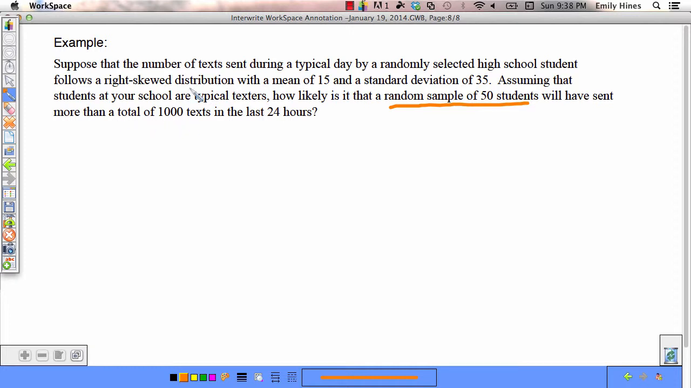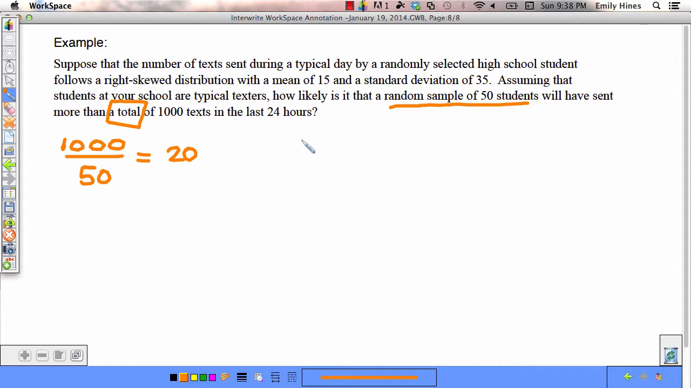Notice you might say, well, we're working with X bar and this is totals. So what's a way that I could think about this? Well, if I ever see total, I can think of it this way: if I want a total of 1,000 and I have 50 students, on average, how many text messages would each student have to send? And that would be 20.